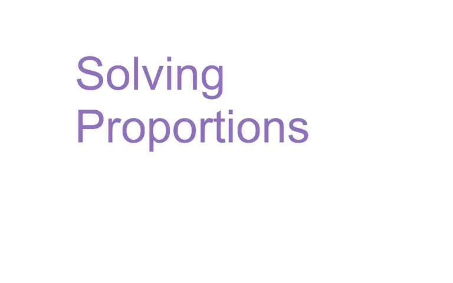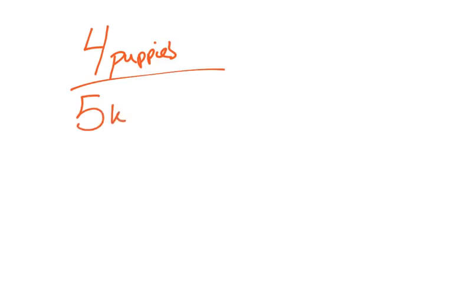This video is about how to solve proportions. A proportion is really just one ratio set up to compare to another. So if we have a ratio, remember a ratio compares two things, like 4 puppies to 5 kittens. This is a ratio. A proportion is this ratio set equal to an equivalent ratio.